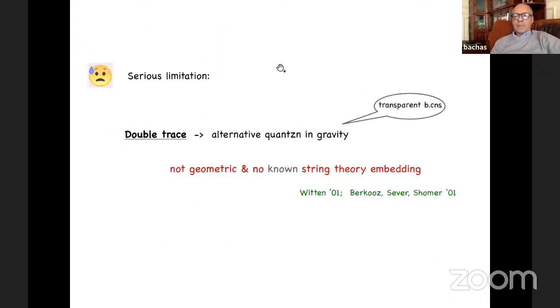Now, there is a serious limitation, although these are very interesting. Double trace, as you know, is very dangerous. First of all, it corresponds to an alternative quantization in gravity or transparent boundary conditions. However, it doesn't really have a geometric meaning. It's some kind of two-particle condensate, and definitely it has no known string theory embedding. And here I want a real string theory setup. So even though this is very interesting, it doesn't quite do the job.